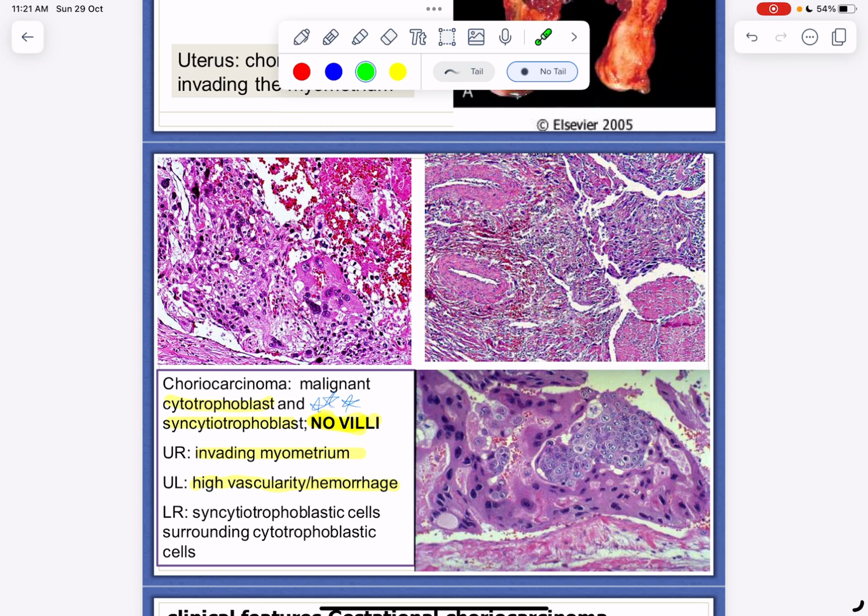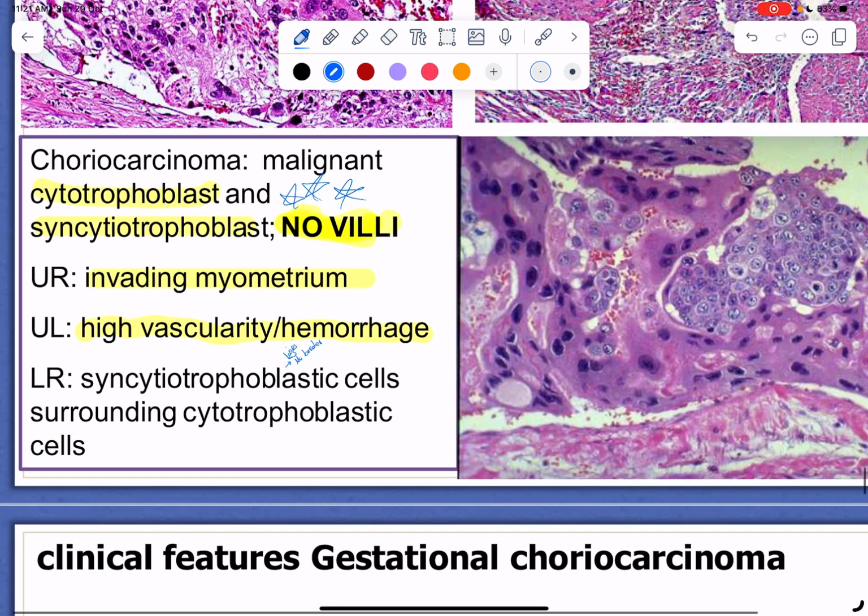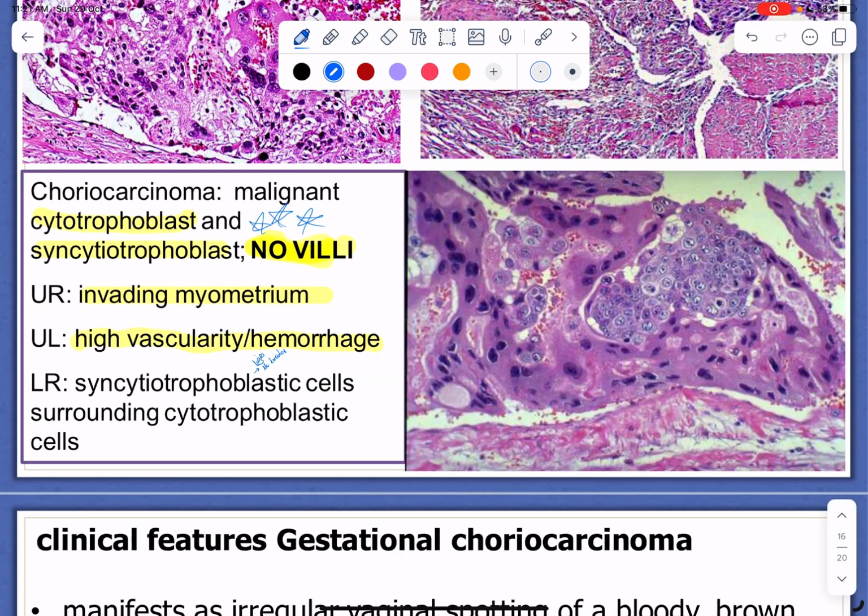Here, you know that the syncytial trophoblast has a syncytial growth. There are no cytoplasmic membrane borders, all of the nuclei inside one cytoplasm. This is the syncytial trophoblast. Here, these are malignant cells, malignant syncytial trophoblast surrounding malignant cytotrophoblast. This is the cytotrophoblast, this is the cytotrophoblast, and this is the syncytial trophoblast surrounding it. Okay? Both of them are malignant.